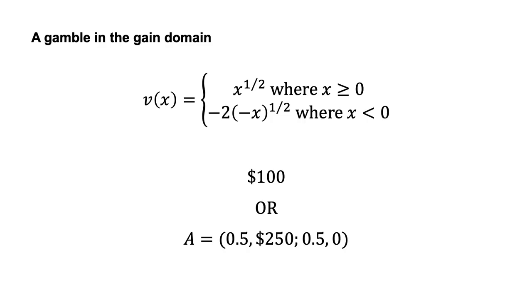Bill considers a choice between $100 for certain and gamble A, involving a 50% chance of winning $250 and a 50% chance of winning nothing. Will Bill prefer the $100 or gamble A?